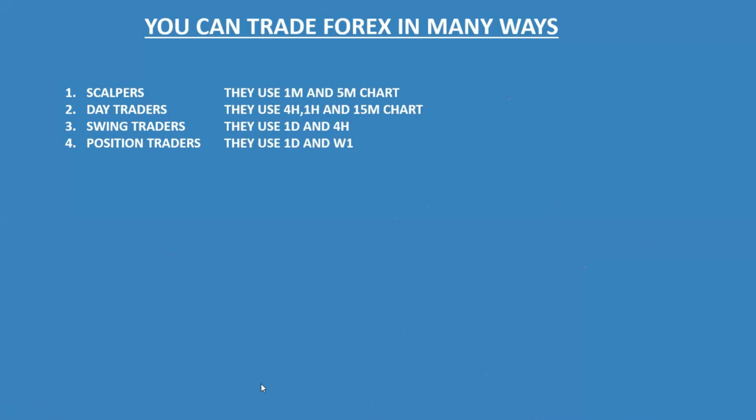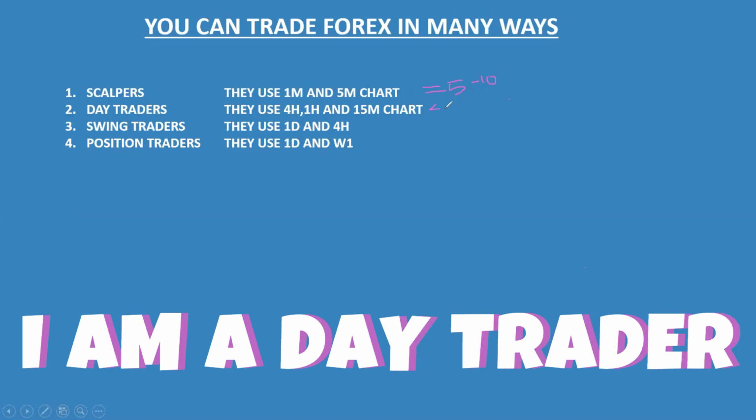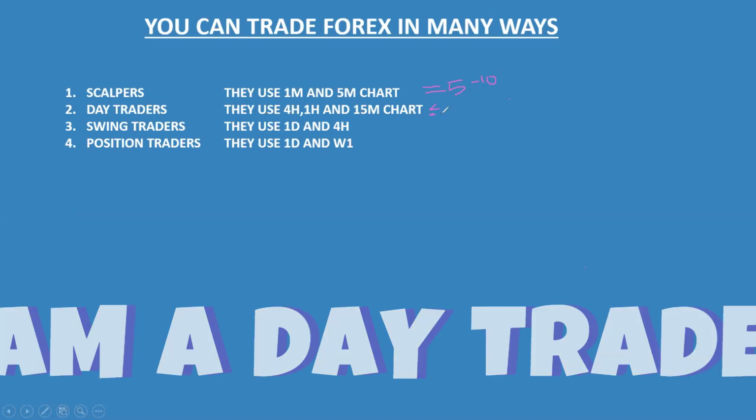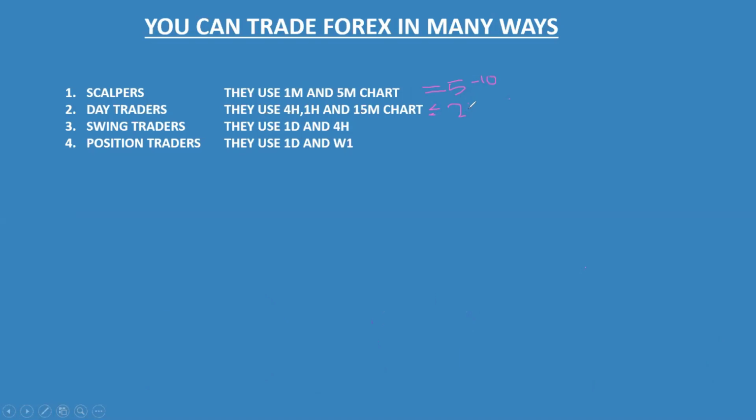But for day traders, for instance, these scalpers target between 5 to 10 pips in their trade. They will go 5 to 10 pips. All right, 5 to 10 pips. For day traders, that's for us, we target around 20. I target mostly 20 to around 25 or 30 pips. I'm okay. So that's for day traders.